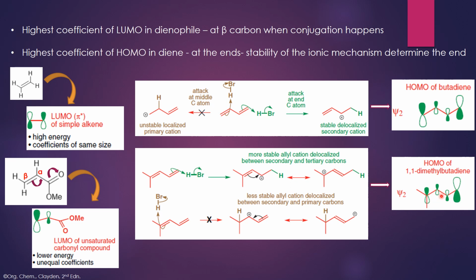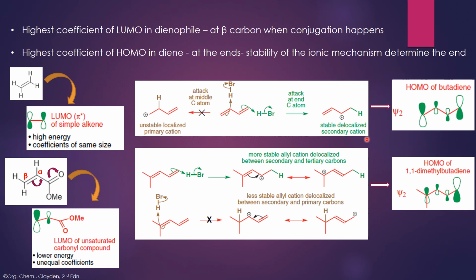In conclusion, we can see the highest coefficient of LUMO in the dienophile is seen at the beta carbon atom when conjugation happens. That means for a substituted, conjugated dienophile, the highest coefficient is seen at the beta carbon atom to the conjugating group. And for the diene, the highest coefficient is attained at the ends of the diene, and the end is determined by the reaction mechanism. We have to look for the stable carbocation, and that end determines the highest coefficient in the case of the diene.